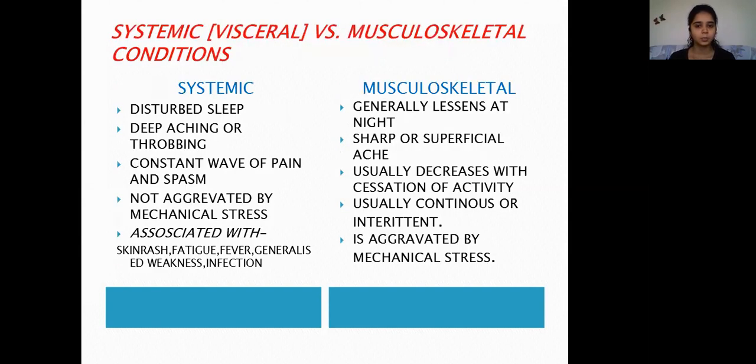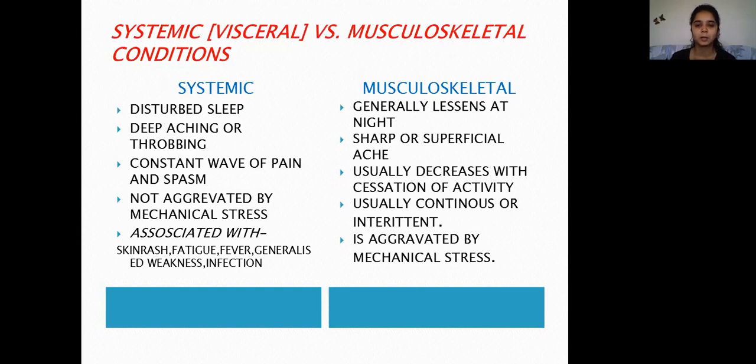Systemic versus musculoskeletal conditions. Now, it's also important to rule out the systemic conditions, as they may mimic musculoskeletal ones. The indications will be disturbed sleep, deep aching or throbbing, a constant wave of pain and spasm, where the pain will not be aggravated by mechanical stress, and it will also be associated with skin rash, fatigue, fever, generalized weakness, and infection.